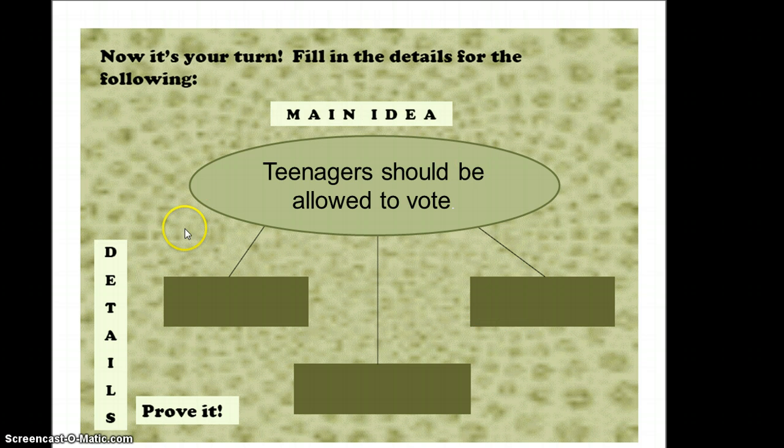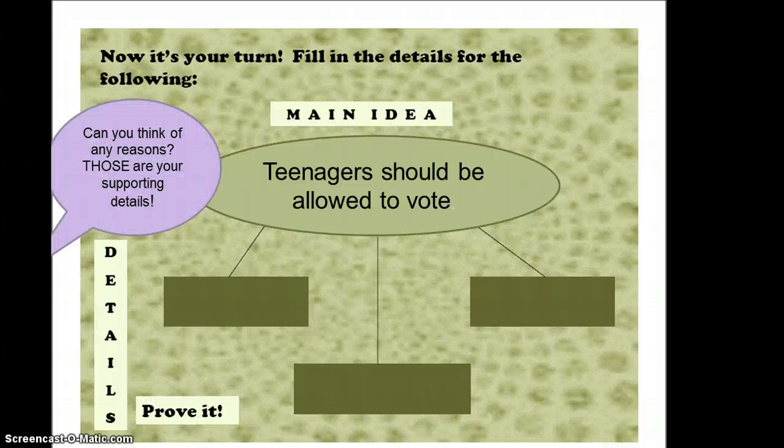And tomorrow during class, we're actually going to use this as an activity. So be sure to keep your notes handy so that when we come to class, we can make a list of why teenagers should be allowed to vote. You guys are going to come up with those supporting details, and then we'll be creating that paragraph. So go ahead and pause the recording right now. Come up with those supporting details.